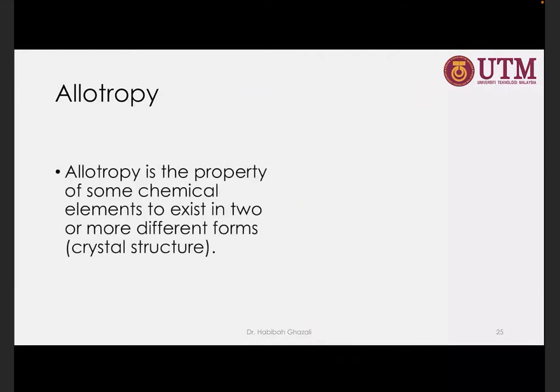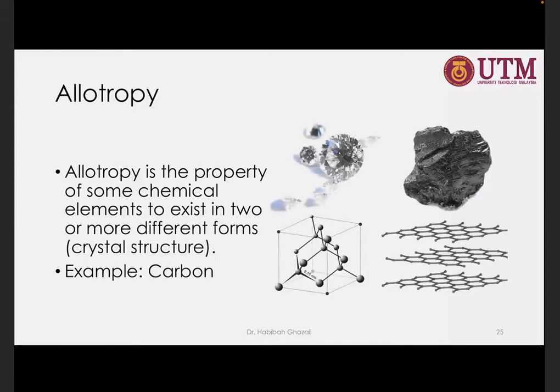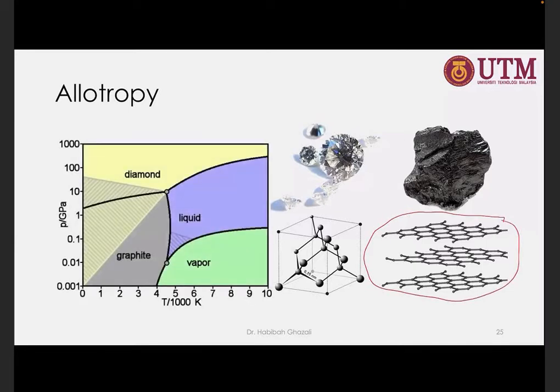Another term that we need to consider in the crystal structure is allotropy. Allotropy is the property of some chemical elements to exist in 2 or more different forms of crystal structure. For example, carbon. These are all different structures of carbon. If carbon forms like this one, we call it graphene. If it forms like this one, we call it what?